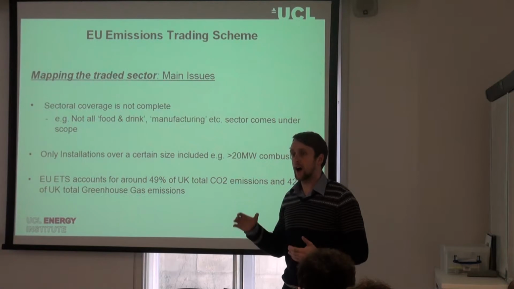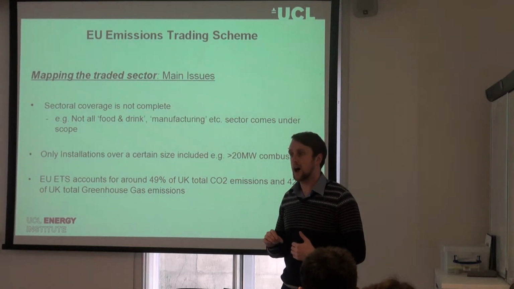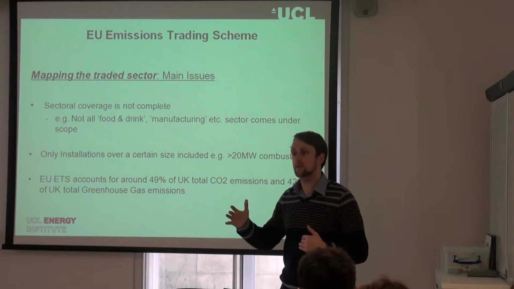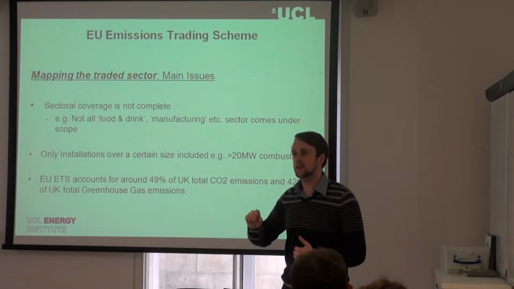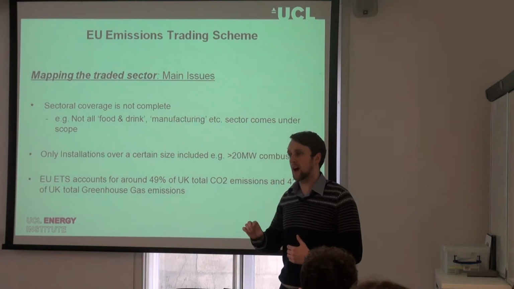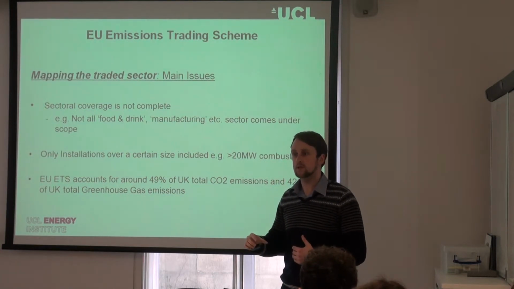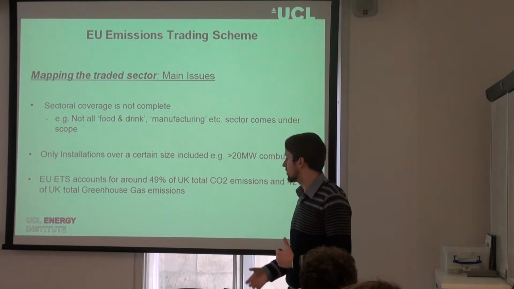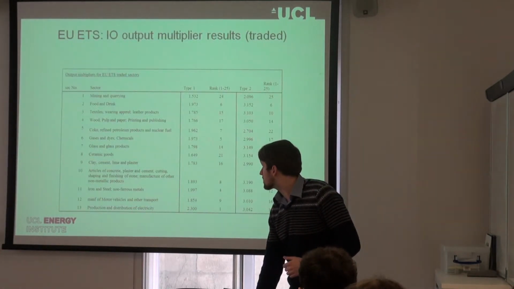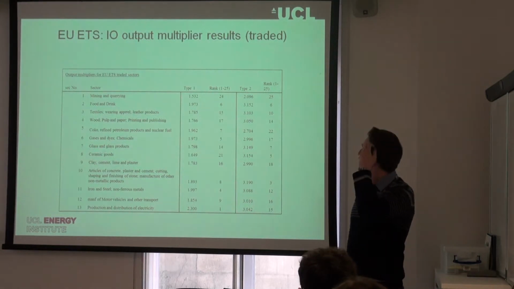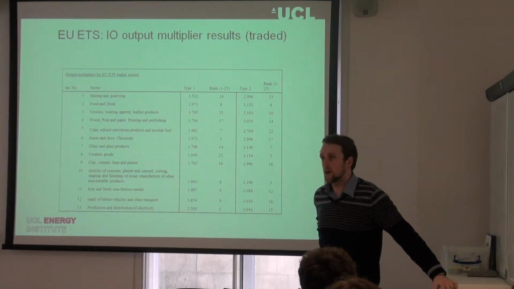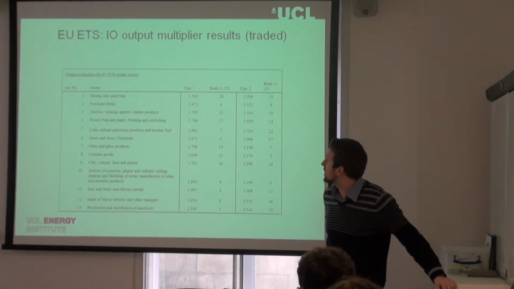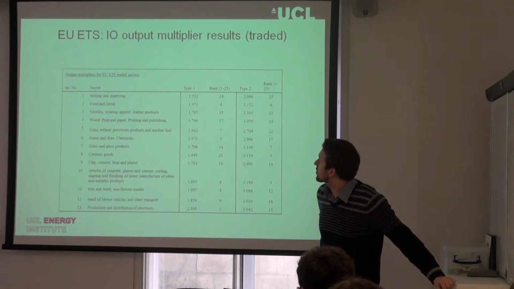So I tried to match an aggregate figure in the model. I took the sectors which I knew were wholly covered by the emissions trading scheme and added them in to see what sort of total I had, and then I started trying to add in other sectors in the model that had partial coverage to come to some sort of level of aggregation. So these were the sectors which I then considered traded sectors within the model: mining, quarrying, food and drink, textiles.